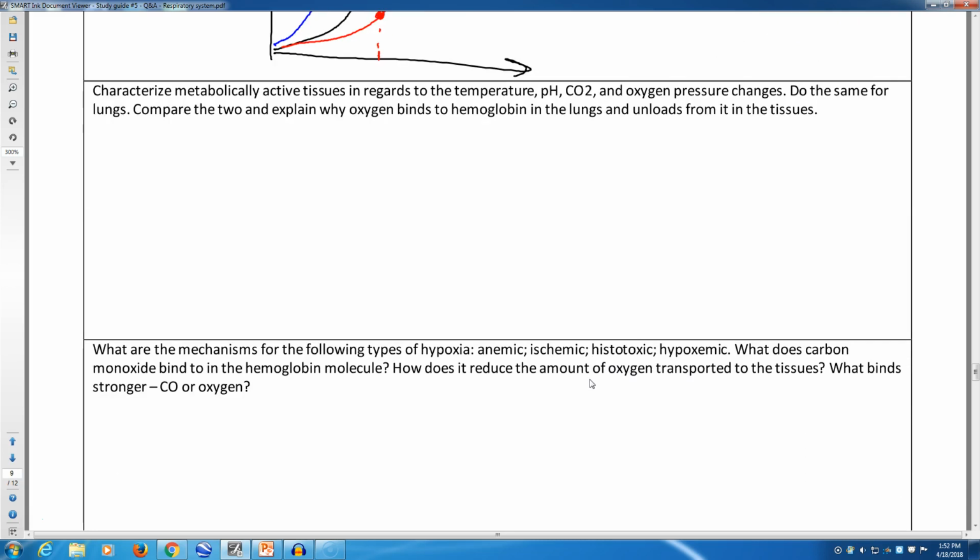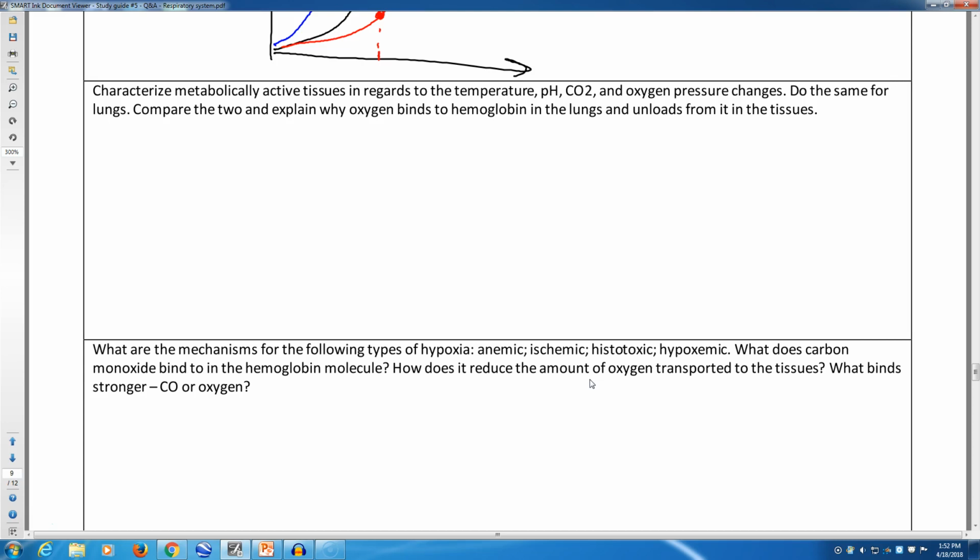Can you characterize metabolically active tissue? Can you tell me? In metabolically active tissues, temperature is high. What is next? pH is low. CO2 concentration is high. Oxygen concentration is low. We good? Lungs, just flip it. So, hemoglobin saturation in the lungs is high because unloading is low. That makes sense? You have more oxygen bound to hemoglobin because it doesn't unbind.